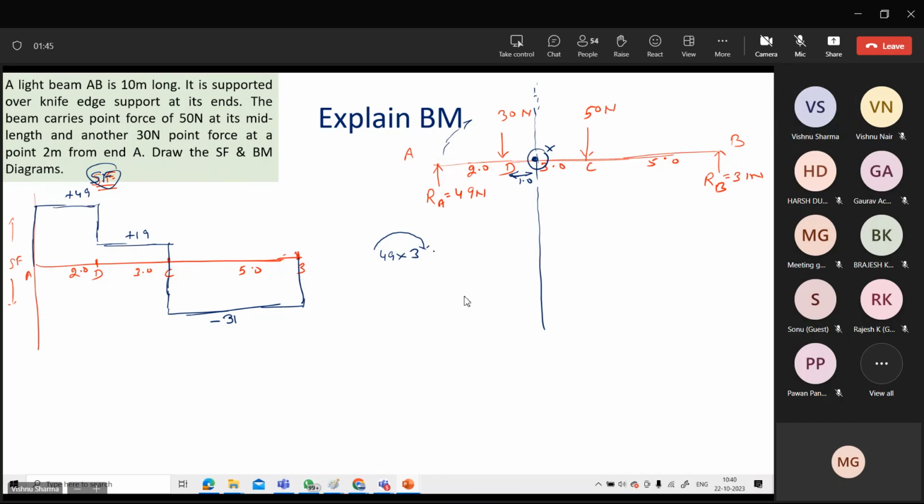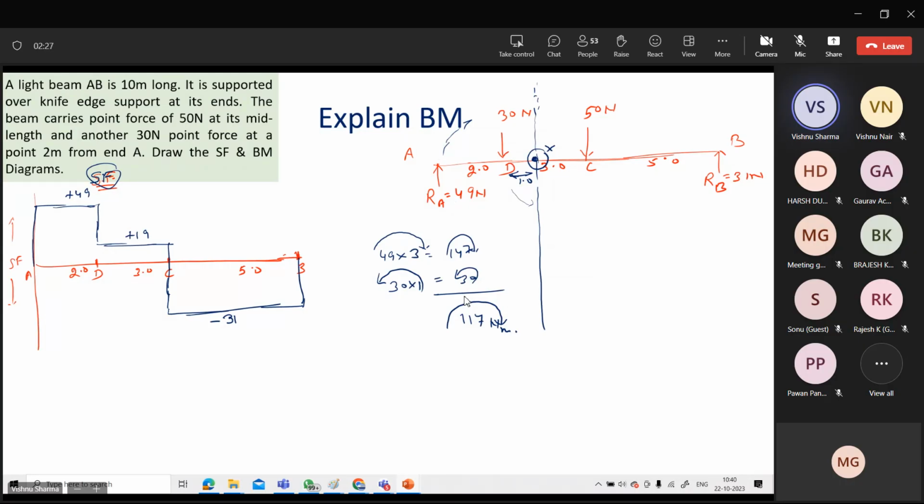And this 30 newtons will cause an anti-clockwise movement about x. So anti-clockwise 30 into 1. That means this is clockwise 147. This is anti-clockwise 30. The resultant is anti-clockwise 117 Newton meter. Yes or no? The unit will be Newton meter. Why? You're multiplying force in newtons with lever in meters, so Newton meter.